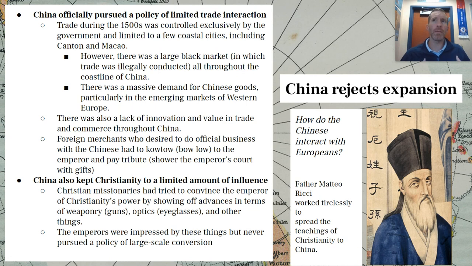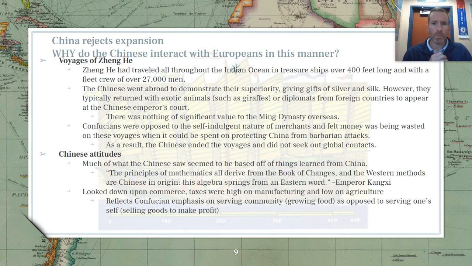But also, the Chinese are limiting the spread of Christianity. The European missionaries have tried to come into the Chinese court to try to show off all these new European inventions. And they intrigue the emperor, they intrigue the emperor's court, but that doesn't really mean that they're all of a sudden going to jump on board with Christianity. So the question becomes, well, why? Why are the Chinese acting this way towards Europeans?